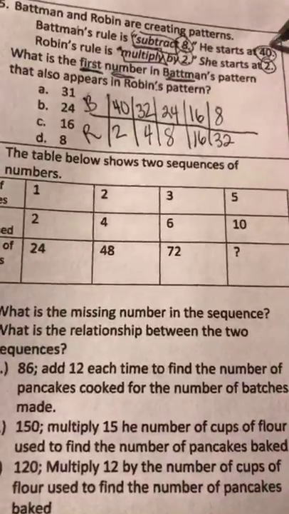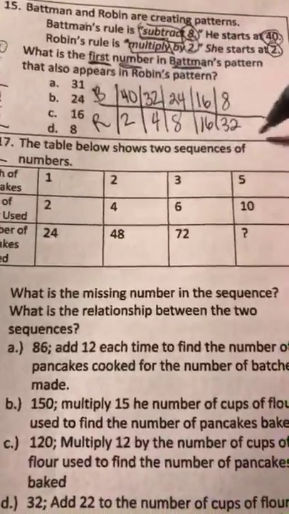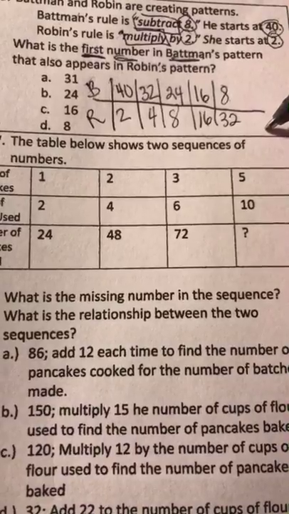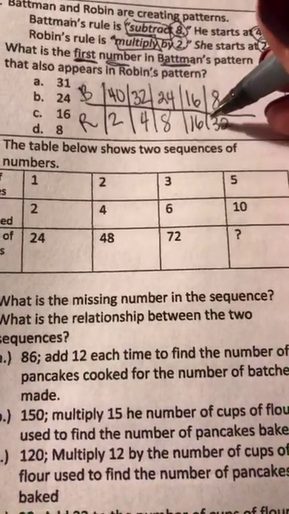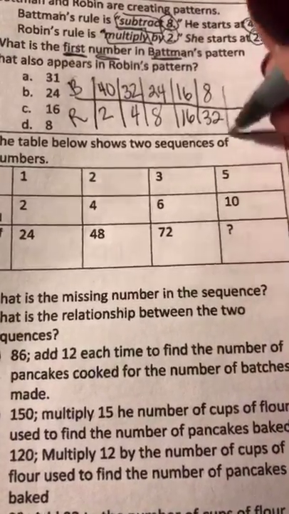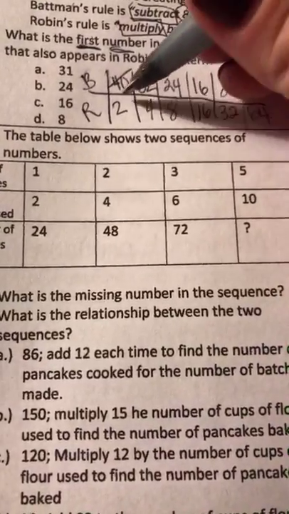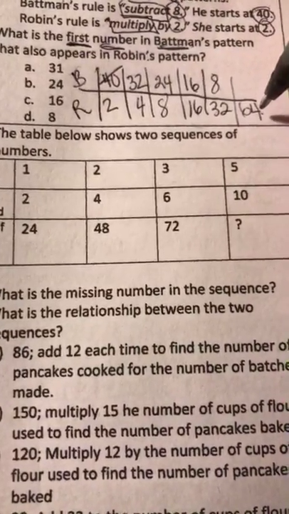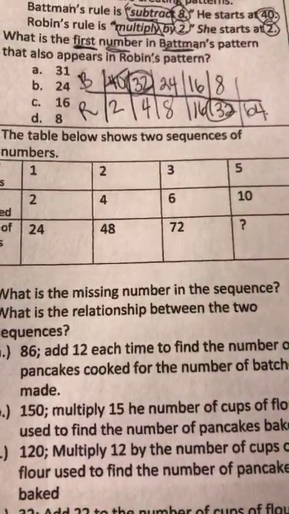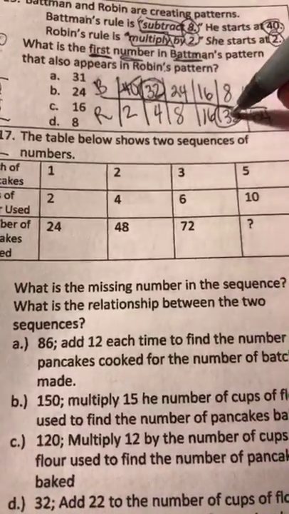But anyway, so I'm going to look at Batman's pattern, and whatever I have in Batman's, I'm going to compare against Robin. So I have a 40 in Batman's. Does Robin have a 40? No, because if I were to extend this more to see if there's going to be a 40, 32 times 2 is actually going to give you 64, so it would be too high. So I don't have a 40. I have a 32. Do I have a 32? Right, you will see that there's a 32 and there's a 32. So 32 is the first number in Batman's pattern that is also in Robin's pattern.